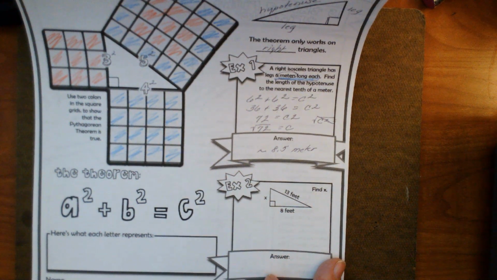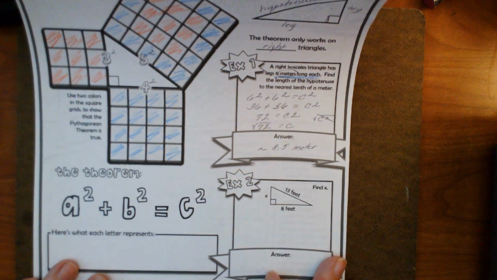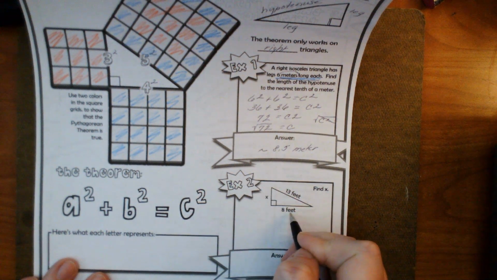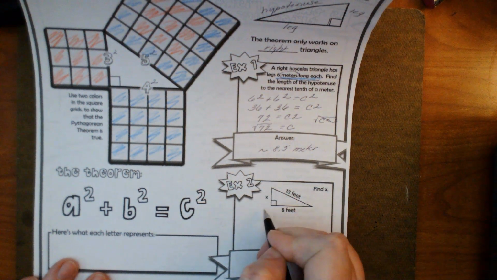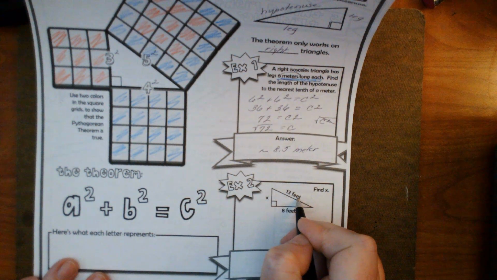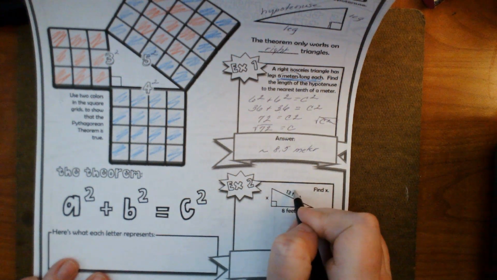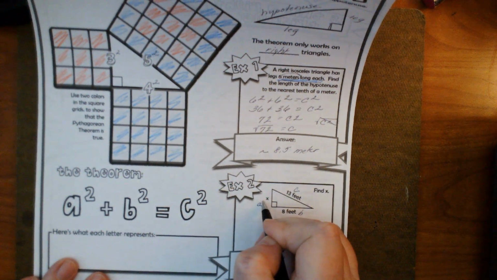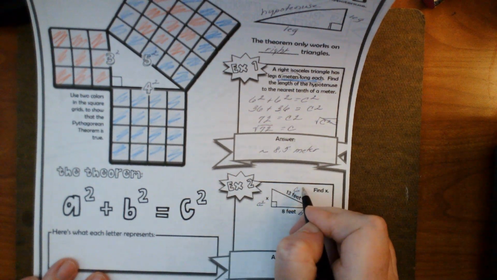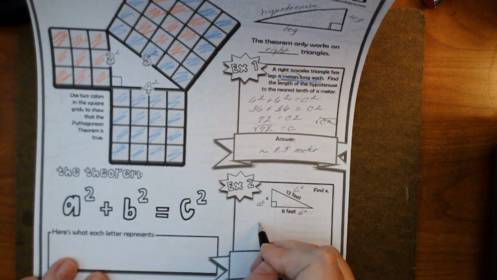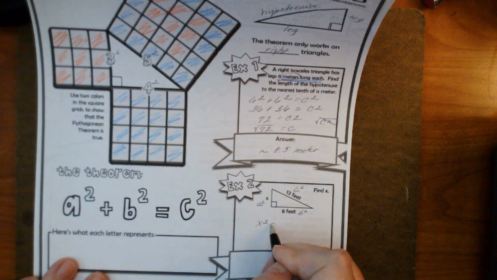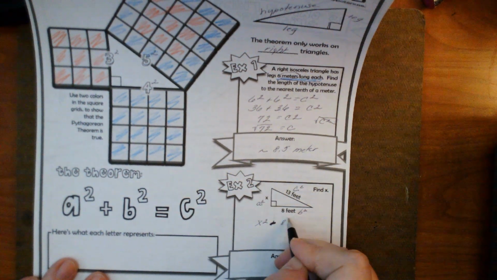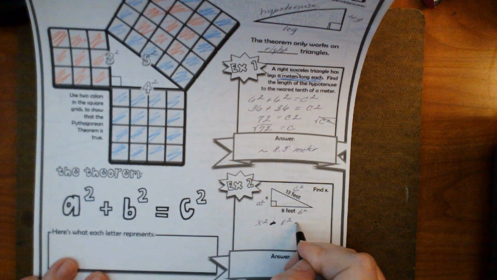Now, when we look at this one, it's a little bit different. We know that x and 8 are the legs, and the 13 is the hypotenuse. So I'm going to put this A and B. And remember, it's a squared plus b squared equals c squared. So we don't know what A is. So I'm going to say x squared plus 8 squared, because that's 8 feet, equals 13 squared.